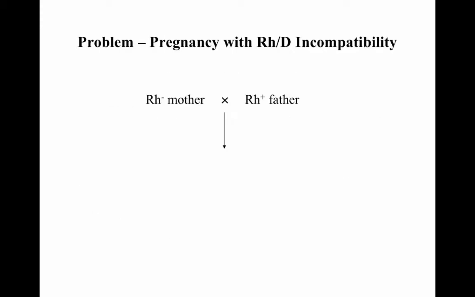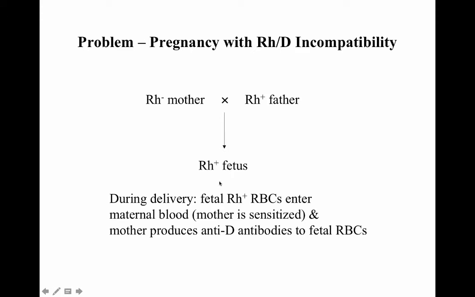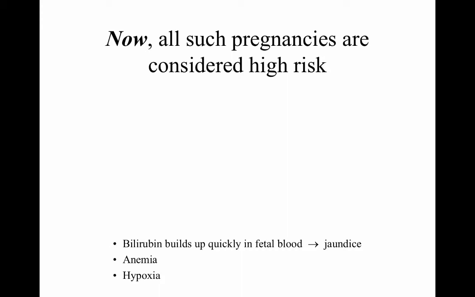This problem shows up again in pregnancy, where we see Rh-D incompatibility. So say we have an Rh negative mother, with no anti-D antibodies, who is with an Rh positive father. This will lead to an Rh positive fetus. And during delivery, the Rh positive red blood cells enter the mother's bloodstream, and the mother will produce anti-D antibodies to the fetal red blood cells. So in the first pregnancy, this may not be a problem, but in successive pregnancies, this is considered high risk.